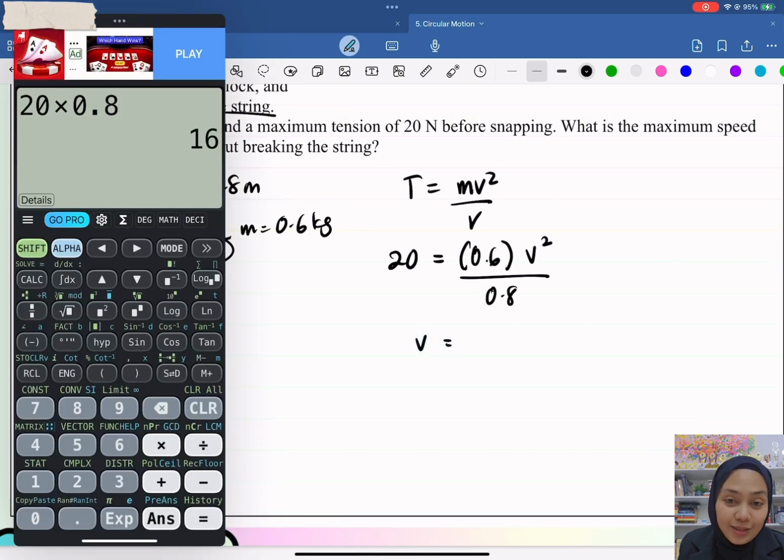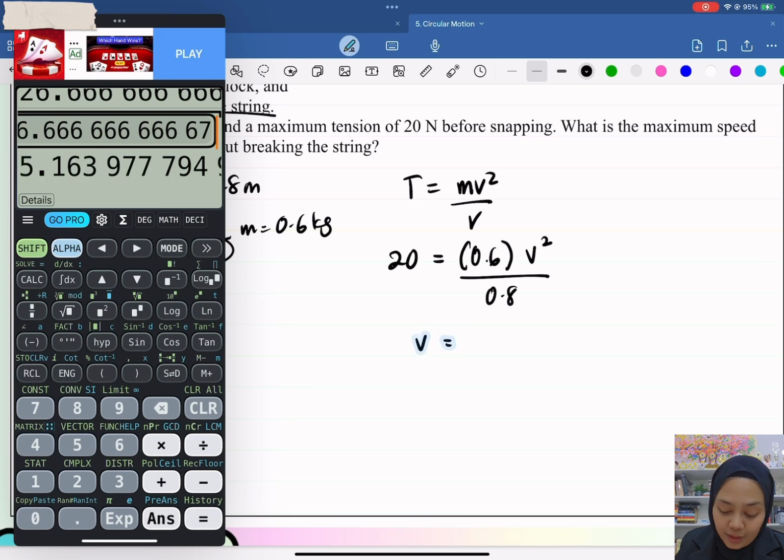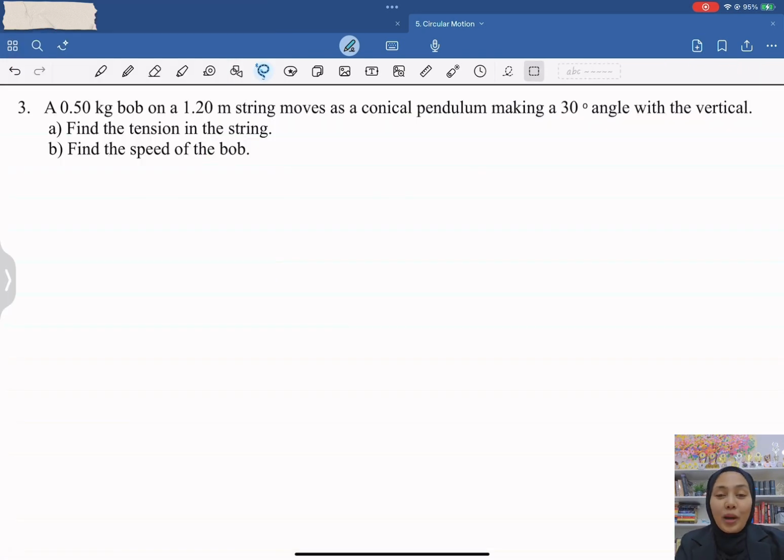So we just do the sum calculation. So the velocity is 5.16 meter per second. Now let's go to question number 3. This one is for the conical pendulum. Again, you can pause the video to read the question.